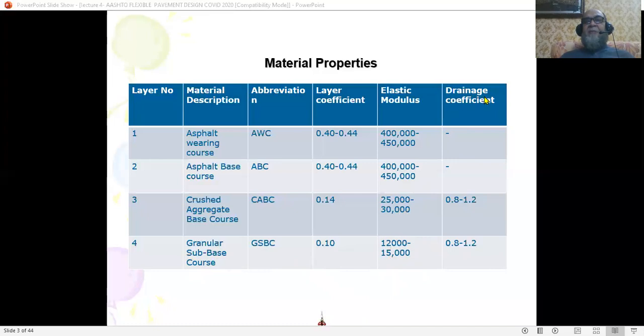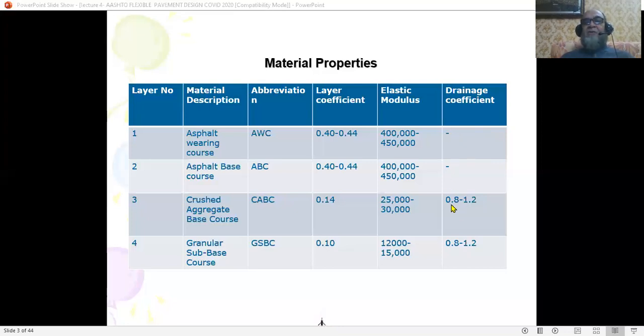Then another property that we need to understand is the drainage coefficient. Remember, in the first two layers, we do not consider any drainage coefficient, because we suppose that all the layers are impermeable and they do not allow water to percolate through them. That's why we do not consider it.